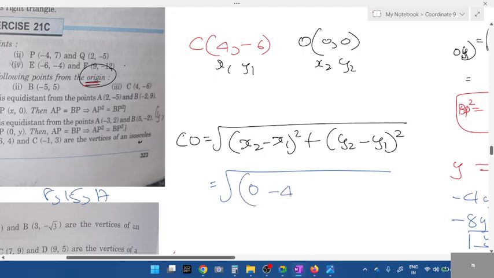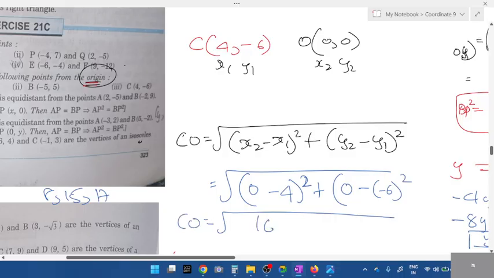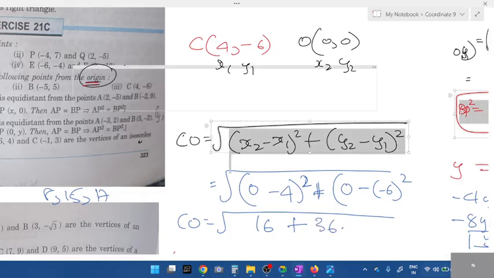0 comma x1 is 4 the whole square plus minus of minus 6 the whole square. What's the value, students? 4 square, what do you get? Not minus, you won't get minus. Plus. Remember, never put minus, students, it will always be plus. 36. What's the answer? Square root of?